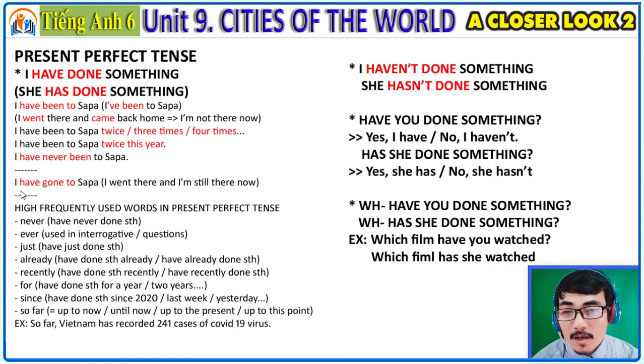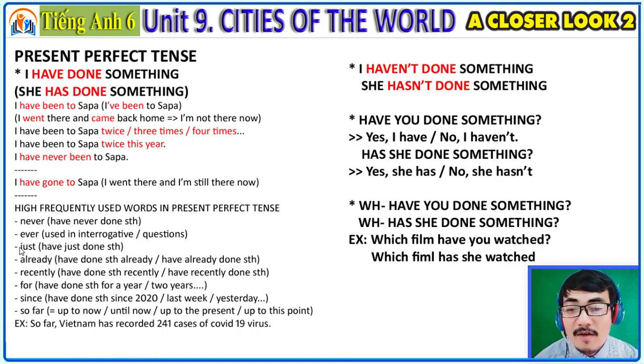Okay. And now look at here. I have gone to Sapa. Be careful. I have been to Sapa. That means I went there and I came back home. But I have gone to Sapa. That means I went there and I am still there now. Okay? Now, look at the high frequently used words in the present perfect tense.